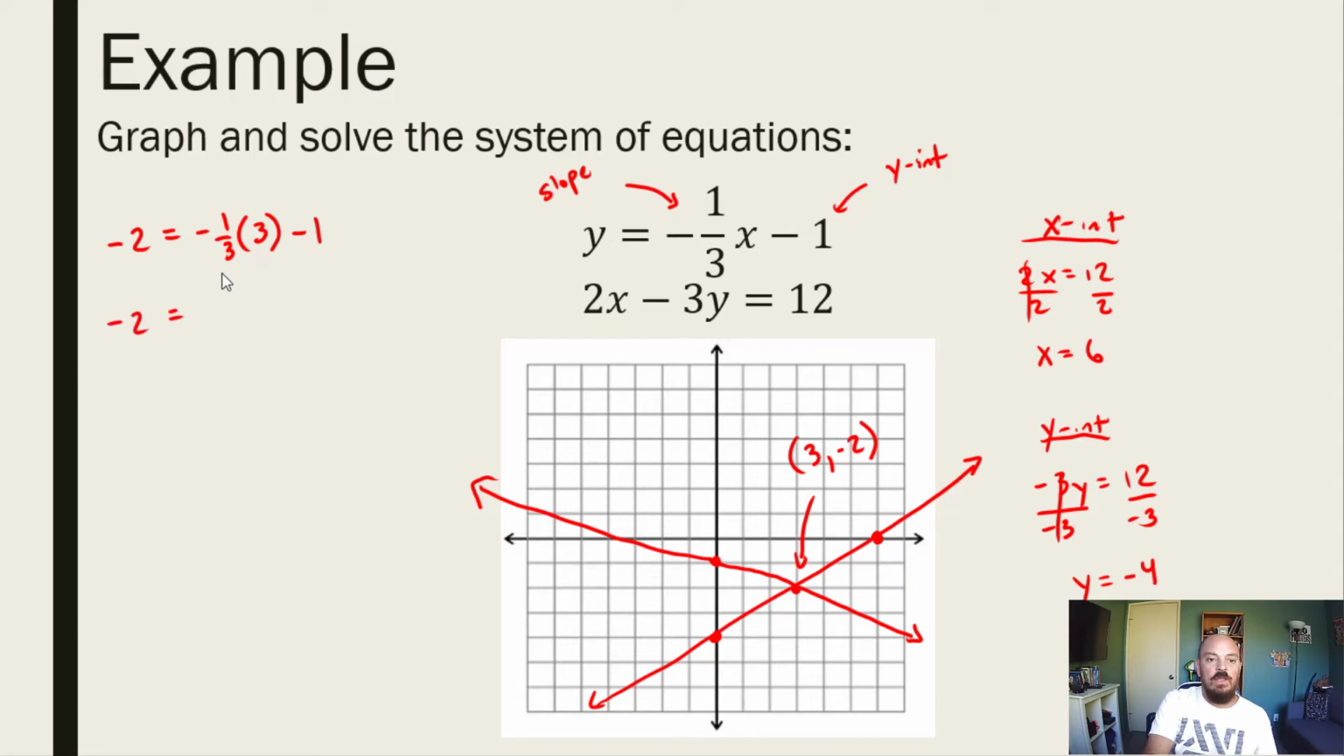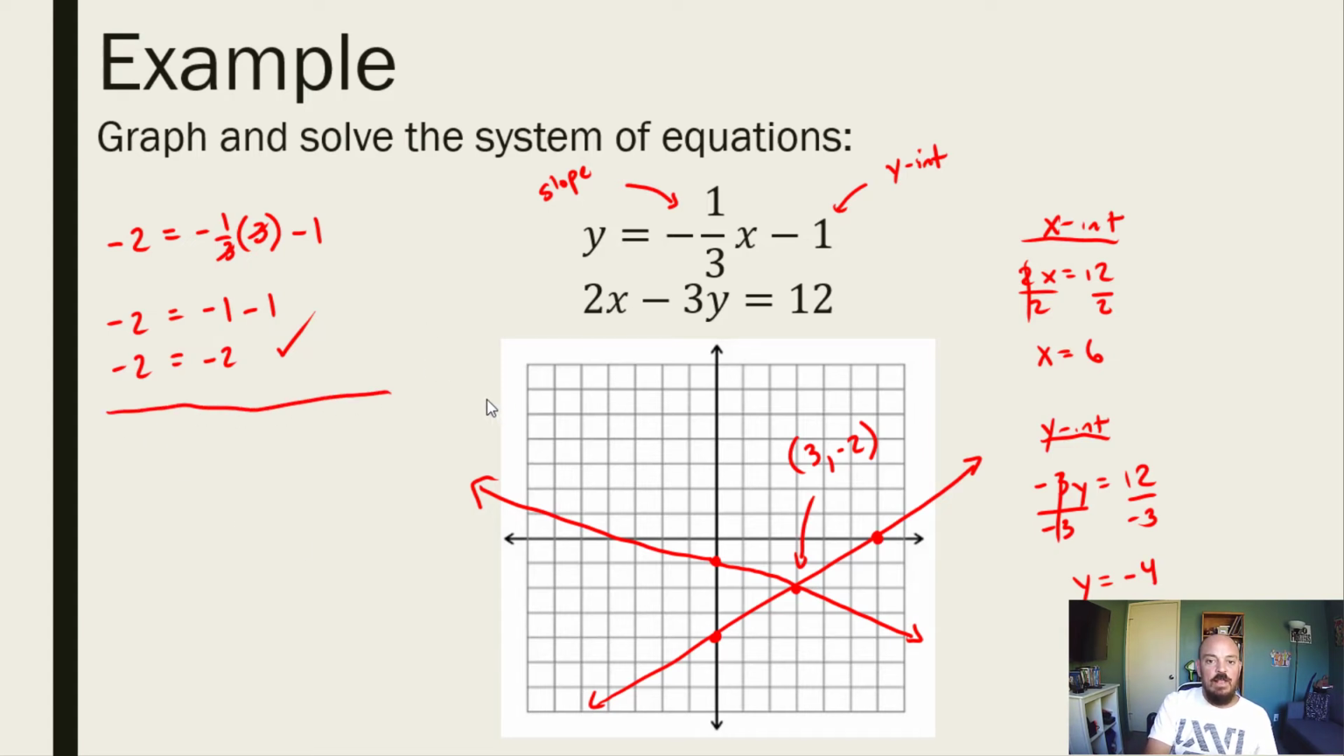Right here, negative 1/3 times 3 is negative 1, because those are reciprocals, or you could think of it as the 3's cancel and just leave -1. So you get -2 equals, and then -1 minus 1 more is -2. So it worked in the top equation, that's good. Let's make sure it works in the bottom one. So let's do the same thing.